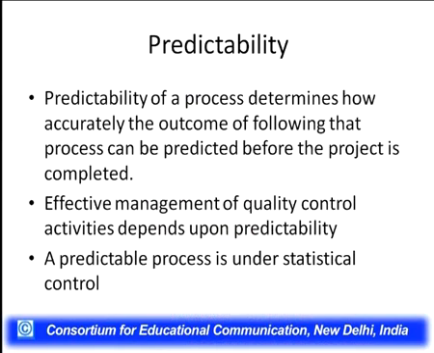So the first characteristic that we see is predictability. Now what does predictability mean? Predictability of a process determines how accurately the outcome of following that process can be predicted before the project is completed. For instance, if we are to take a project A, but we have already done a similar project two years back, then we can say that the project is very similar to the one that was done two years back, and therefore the cost and time estimates of this project can be understood in the light of the previous project.